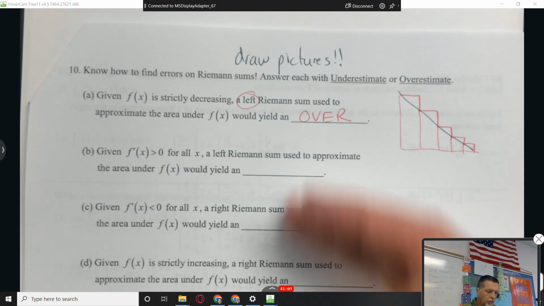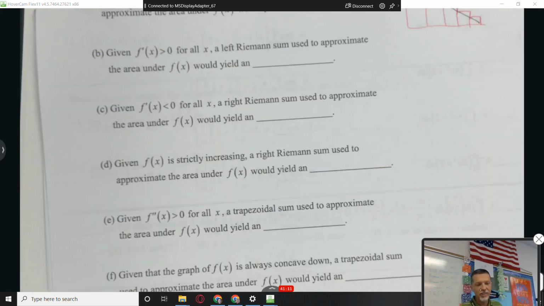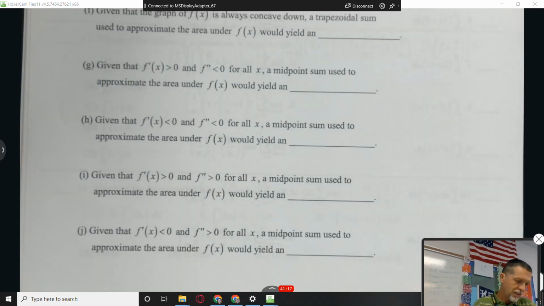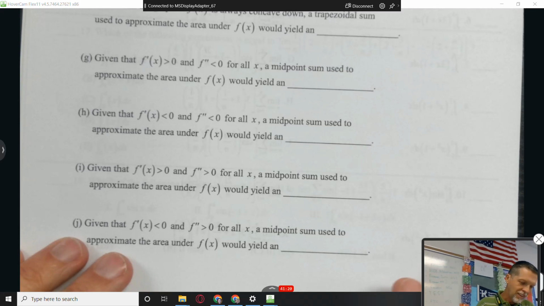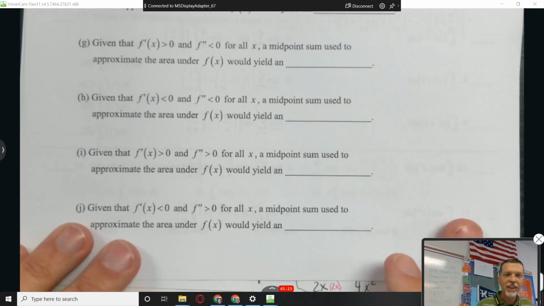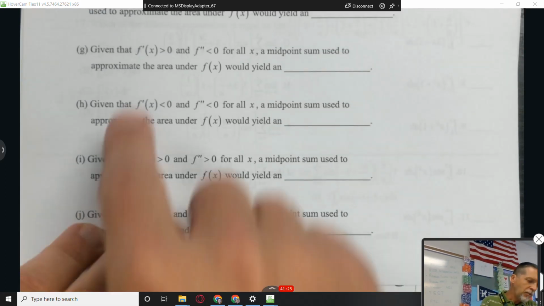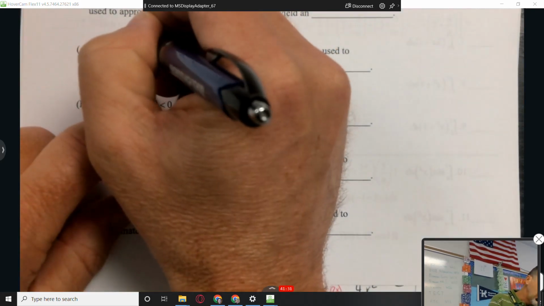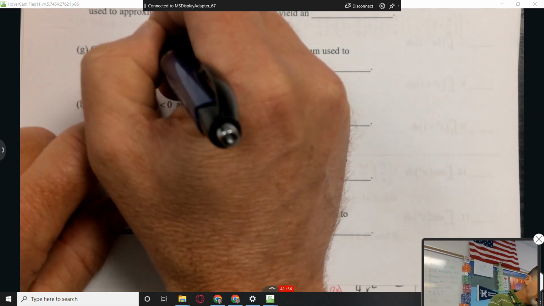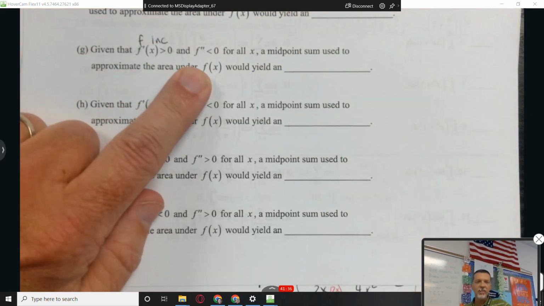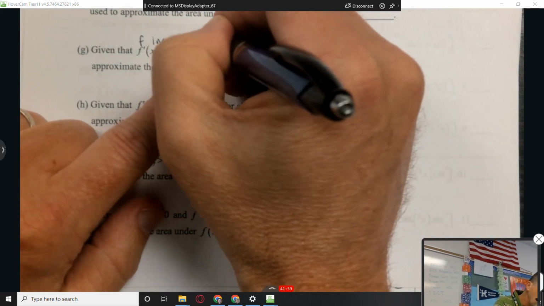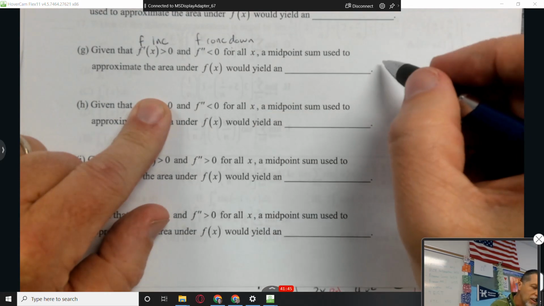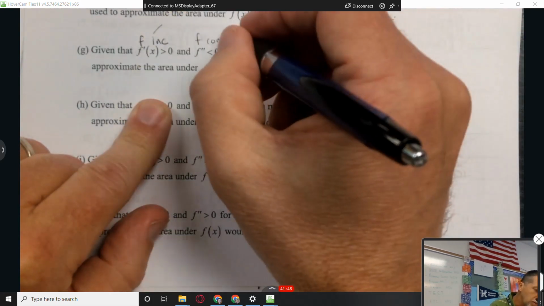And you can see there's a whole bunch of them there. So the challenge is, can you draw it correctly? Do we need to skip down and do one of the ones that look like it would be hard? Like, I don't know, G. Let's look at G. Given that f prime is greater than 0, what does that mean? That f prime is positive and f is increasing. f double prime is less than 0. Concave down. So f is concave down. So I need to draw something that's increasing but concave down. So something like that.